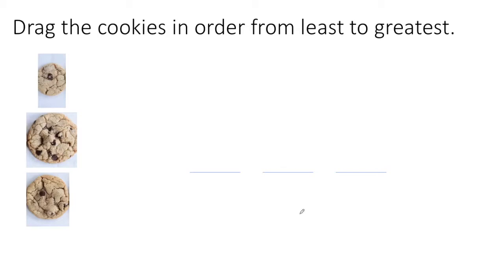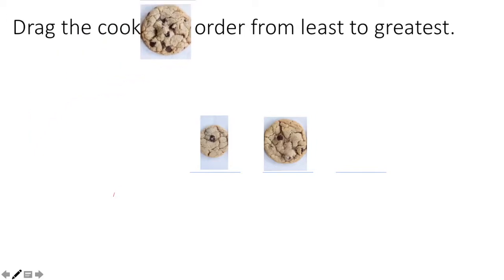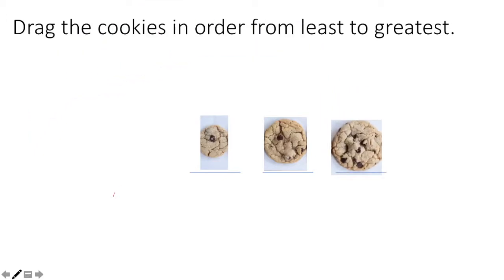Cookie! Let's drag these cookies in order from least to greatest. That means the smallest cookie will be here, the next smallest cookie will be here, and the biggest cookie will be here. The smallest cookie went first because it said least to greatest, so we started with the smallest. Then came the next smallest cookie, and then came the biggest cookie, the greatest.